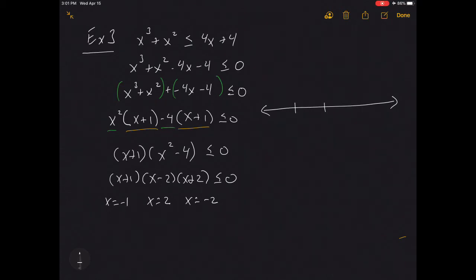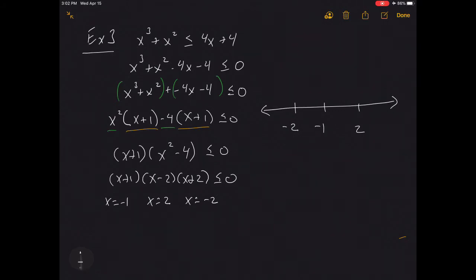Remember, these have to be numerically in the correct place. So negative 2 is the least amount, negative 1 is next, and then 2 is next. I did not write my tick marks spaced out the correct way, but numerically it's in the correct order, and it doesn't really have to be spaced the correct way in order to do what we're doing. We're just checking the regions.